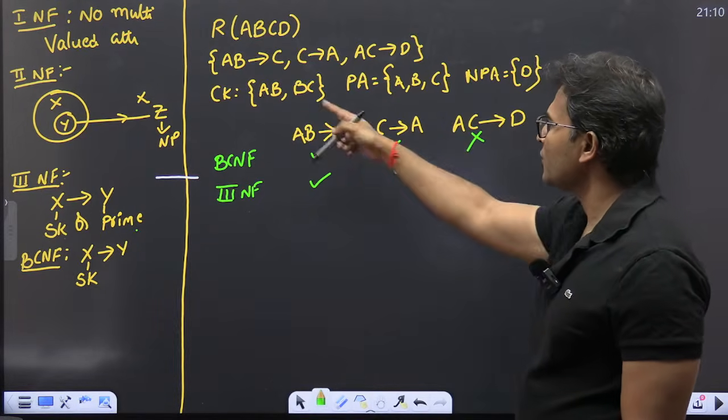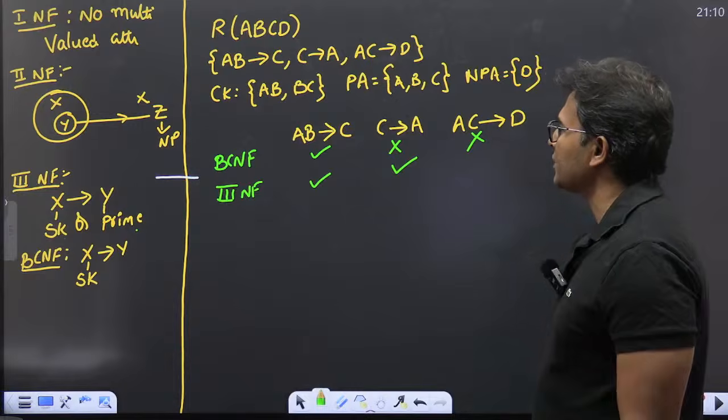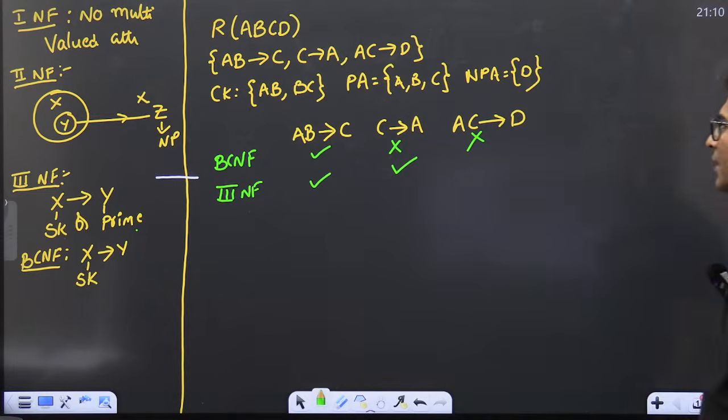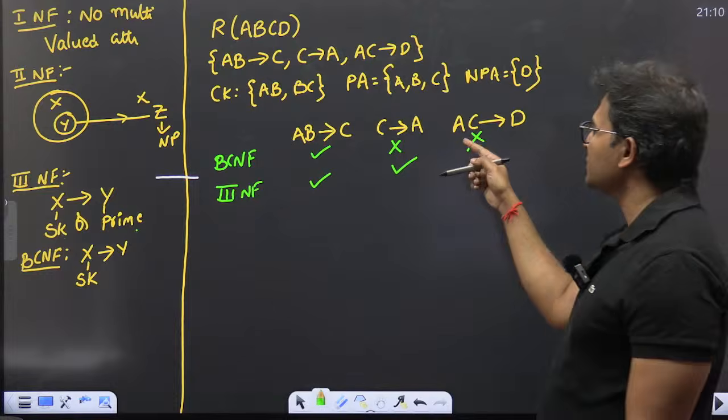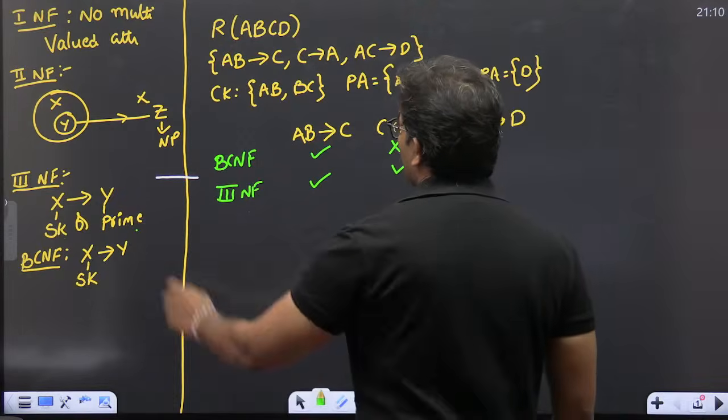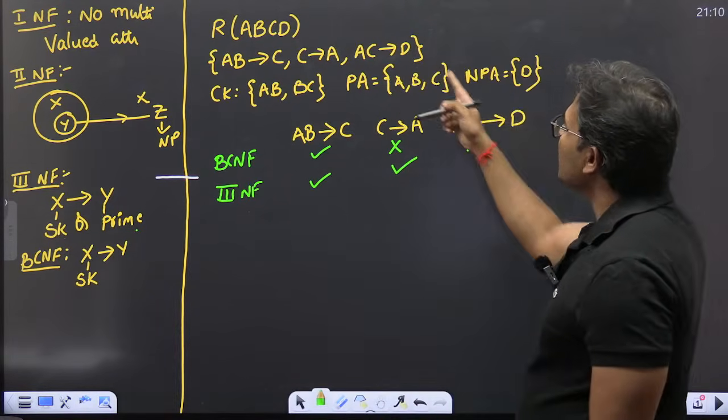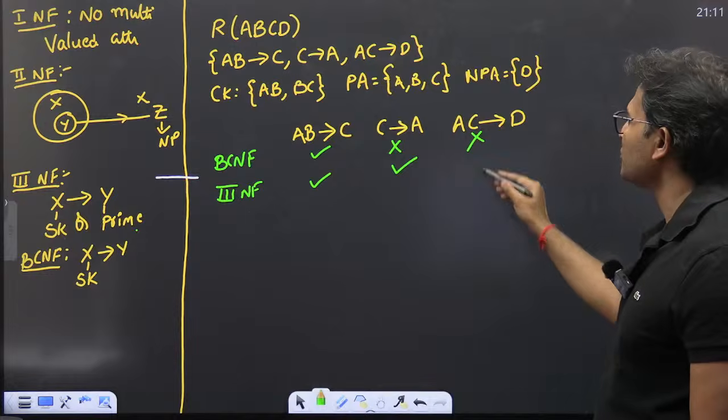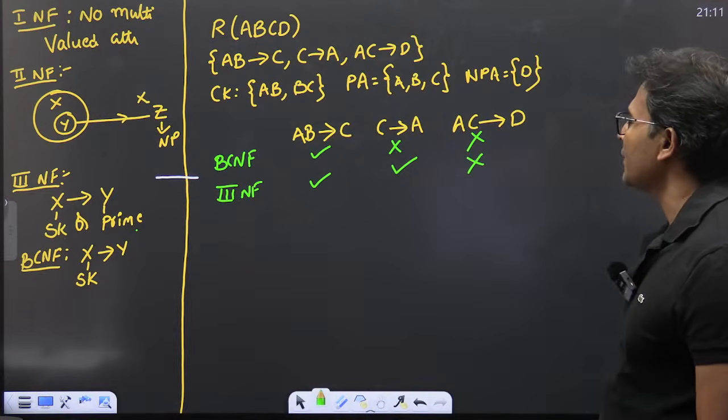AC is not any of the candidate keys. AC is not a super key. So the left hand side is not a super key. What is the second condition? The right hand side has to be a prime attribute. But D is not a prime attribute. D is a non-prime attribute. Therefore, this is not in 3NF.